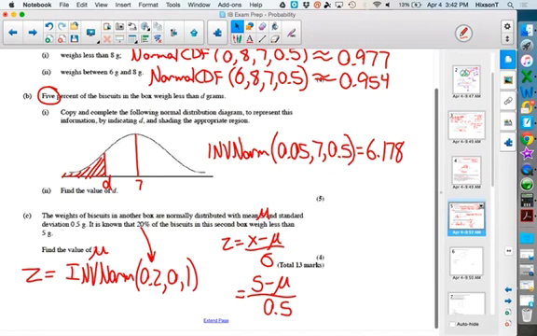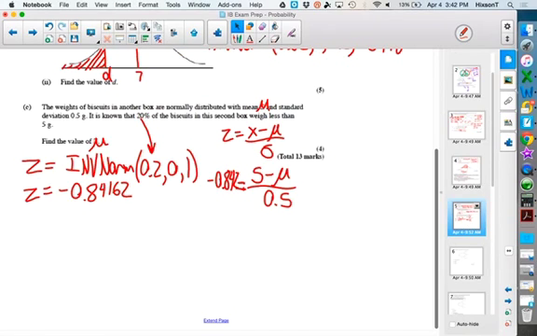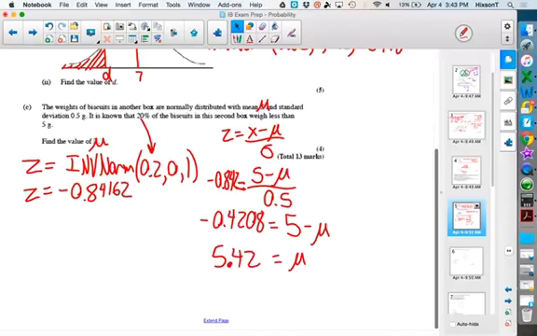And here we get z equal to a negative 0.84162. So that's the z. So I know 5 minus the mean over 0.5 has to equal a negative 0.842. I'll write that, but I'm going to leave the full value in my calculator. Now it's just algebra. Multiply that by a half. So negative 0.4208 equals 5 minus mu. Subtract 5 and make it positive. So easy. Mu is 5.42, that's 3 significant digits.